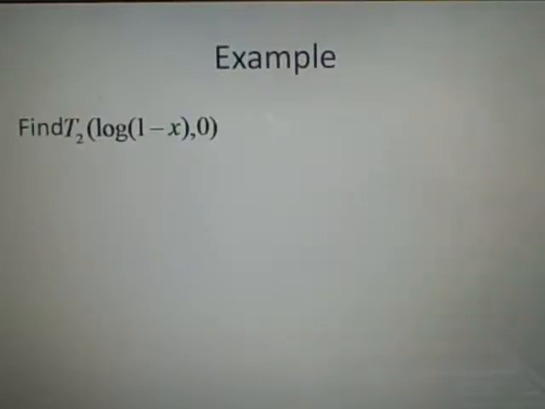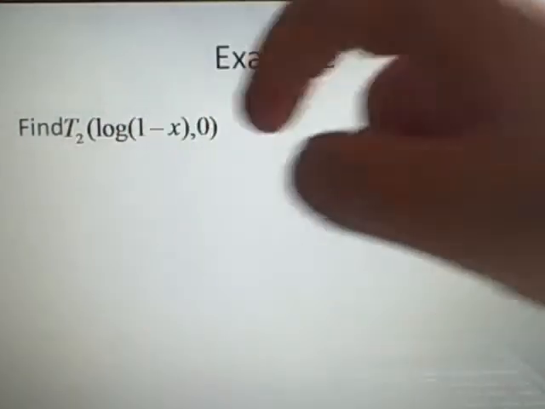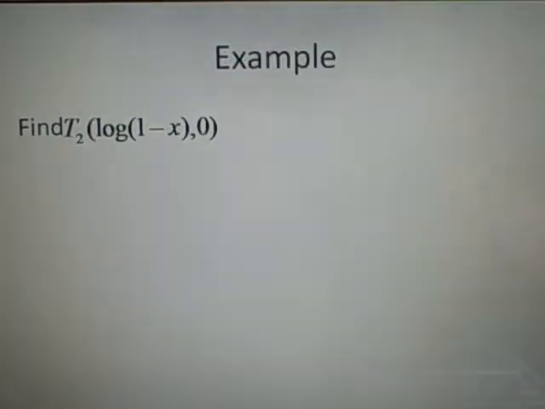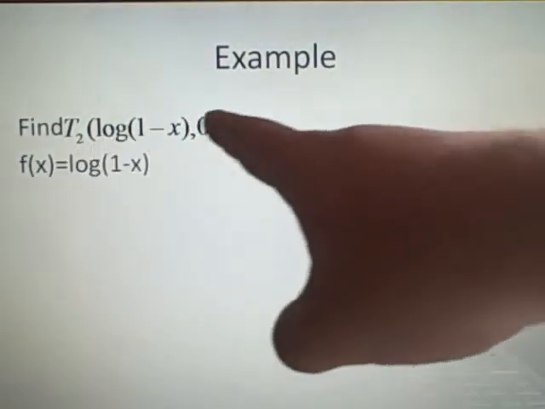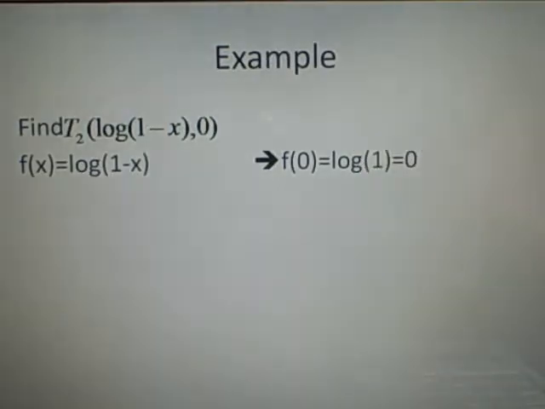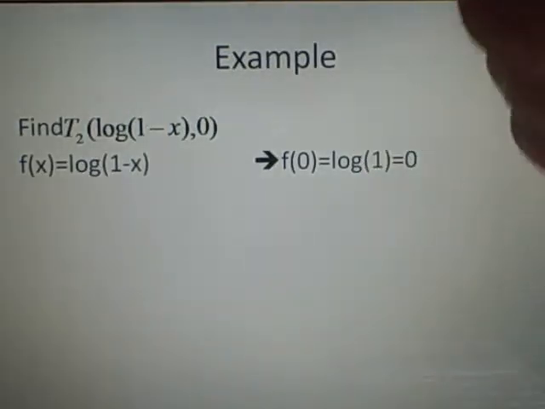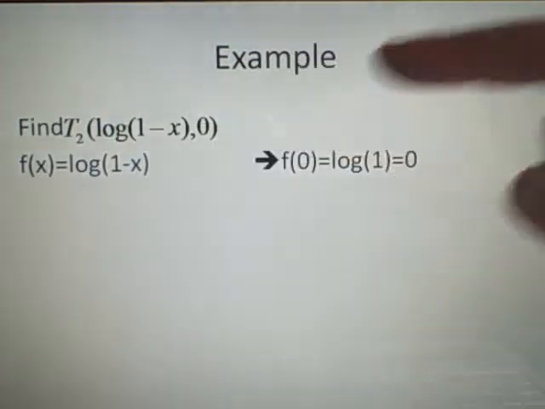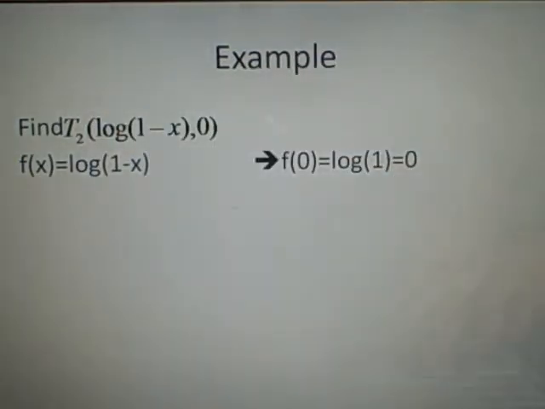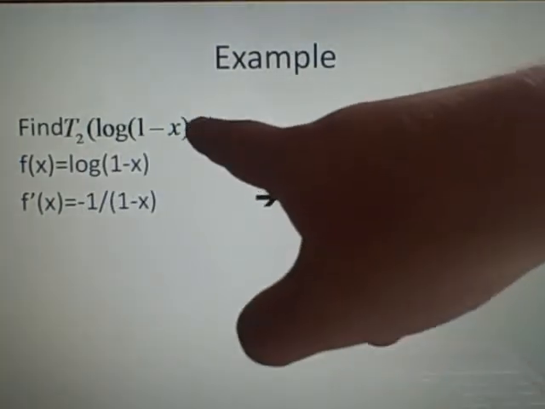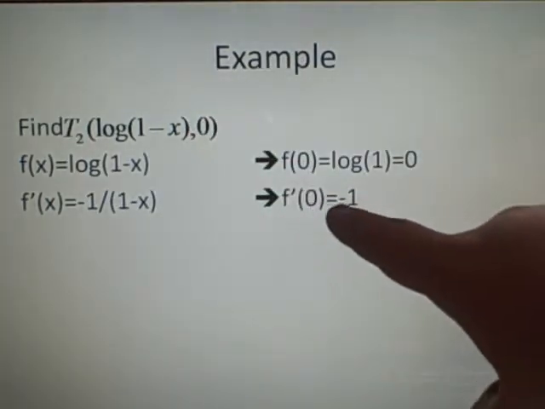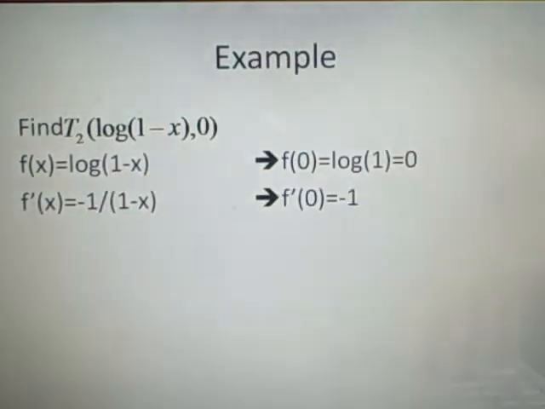Right, first find T2, so we only want up to x squared, of log of 1 minus x evaluated at 0. First we're going to have log, and we're going to evaluate it at 0, so log of 1, which is 0. Next we want to find the derivative, which is minus 1 over 1 minus x. You should know that. And then evaluate that at 0 as well. We're evaluating all at 0. And that will be minus 1 over 1.